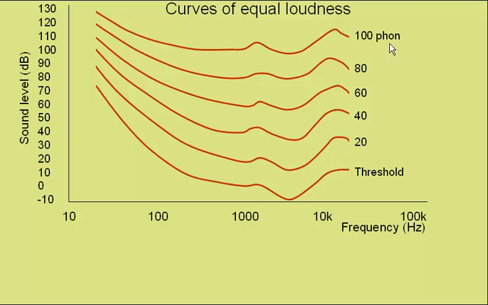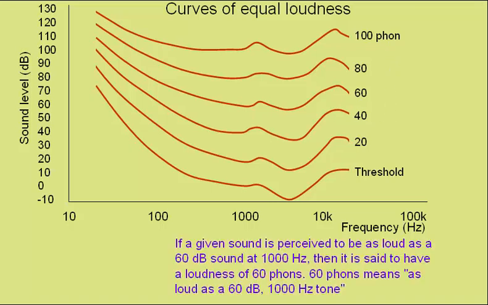On the right hand side we have the phon scale. If a given sound is perceived to be as loud as a 60 decibel sound at 1000 Hz, that's 1000 Hz and 60 decibels, this point here, it is said to have a loudness of 60 phons. So 60 phons simply means as loud as a 60 decibel 1000 Hz tone. So right along here we have 60 phons, which you'll see around this point equates to 110 decibels.